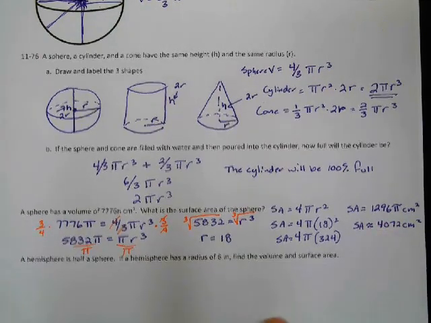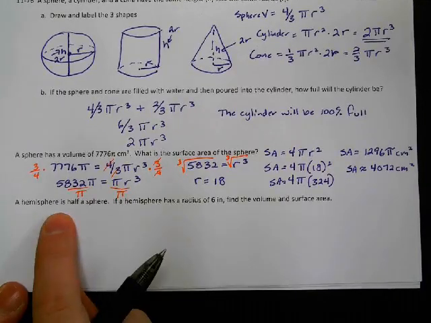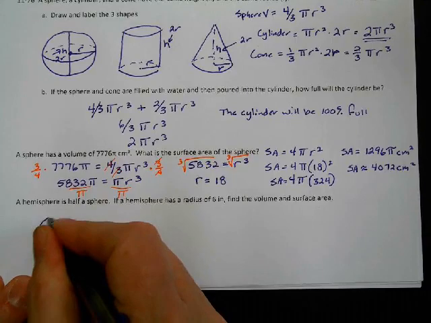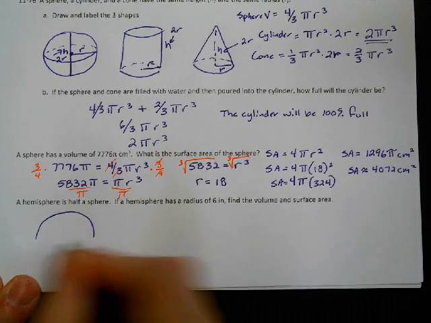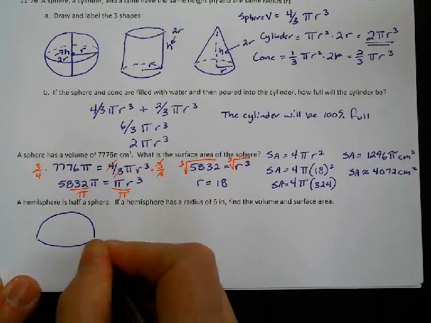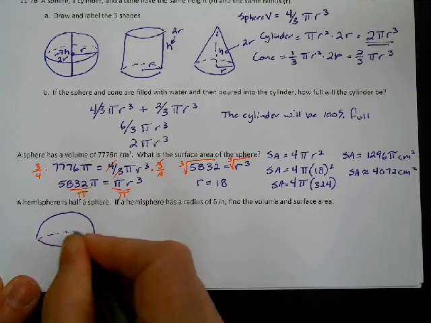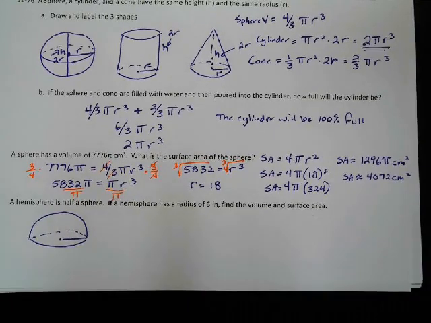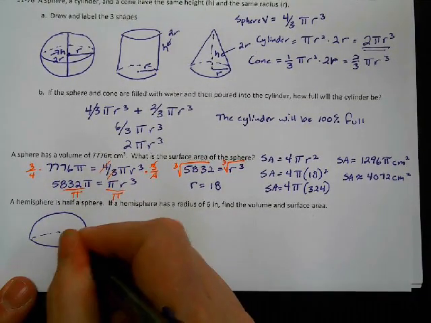Last one. A hemisphere is half of a sphere. So here we've got a hemisphere, which is half of a sphere. It has a radius of 6. Find the volume and the surface area.